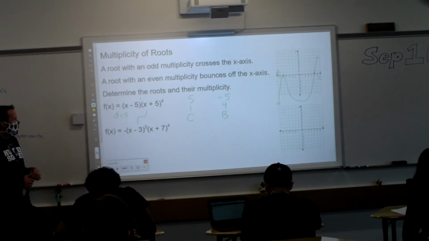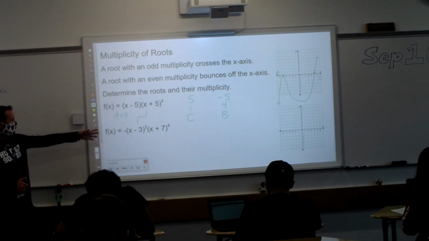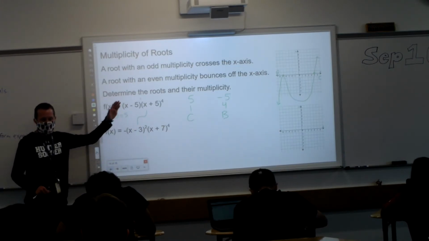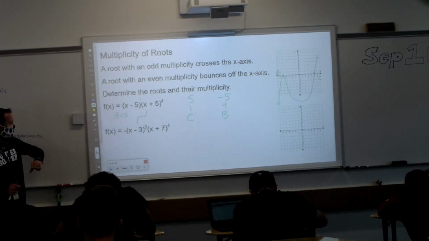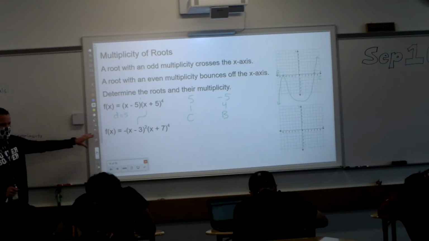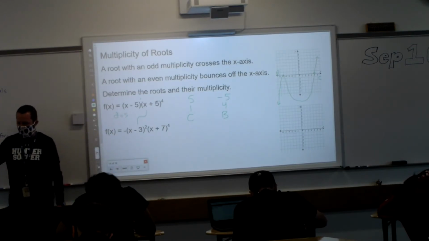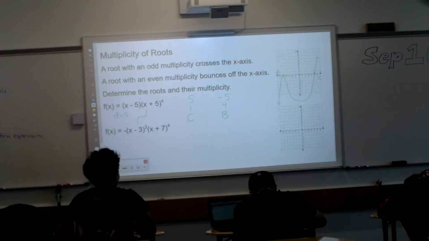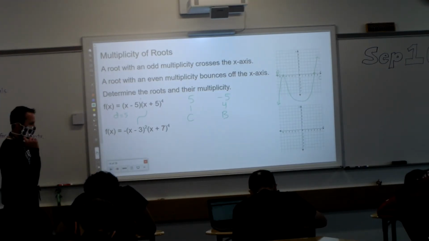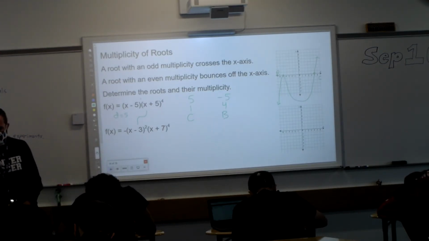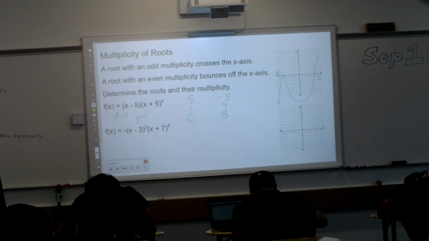Okay, 30-second head start. I want you to just try to fill out for this. What are the x-intercepts? What's the multiplicity? Does it bounce or cross? What's the degree? What shape does it make? Okay? Get a little faster at this, so hopefully you can do it a little quicker. And again, if you get stuck, please call me over.